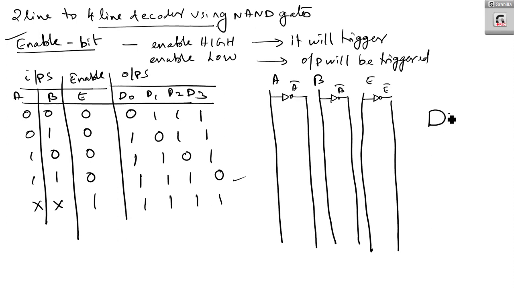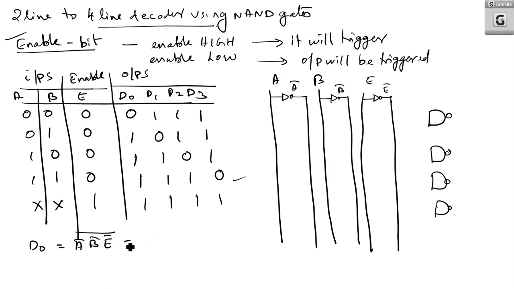So it is 1, 2, 3, 4. I require only 4 NAND gates. Now what is the first one? The first one is D0. What is D0? D0 is A or B or E. Or you can write D0 as A or B or E. Using NAND gate you can write the expression of D0 as A bar, B bar, E bar, the whole bar.